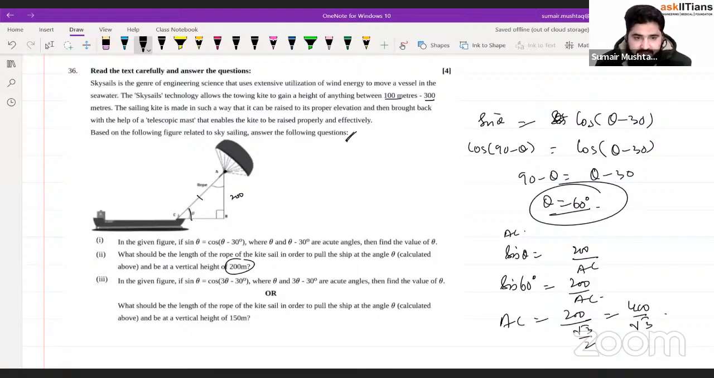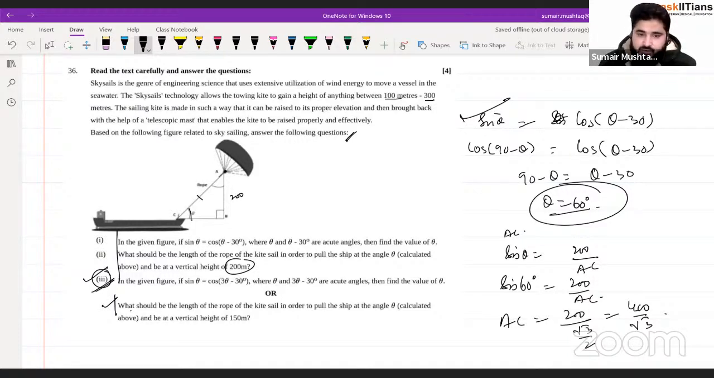In the figure, sine theta is equal to cos 3 theta. Same procedure. The OR part is not for this whole thing and this whole thing. This OR part is actually for your third part only, nothing more than that. This OR part is for your third question. You can do either this part or this part.